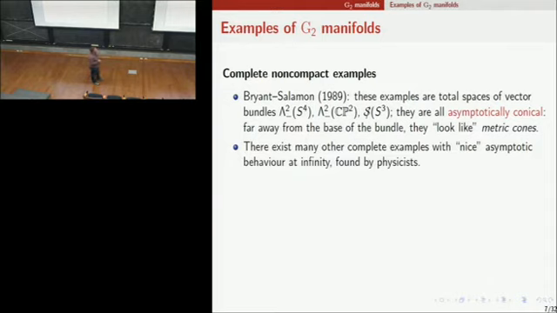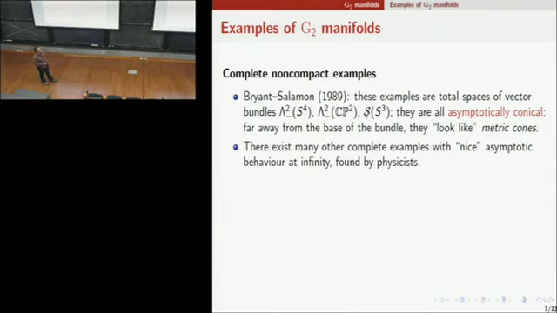And the important thing about these is that they're asymptotically conical. I'm going to define asymptotically conical in a few slides, and when I do, I will remind you that these three are examples of asymptotically conical. That means that if you look far away from the base, near infinity, these non-compact manifolds kind of look like a metric cone in some way, which I'll make precise. And since then, there are lots of other complete explicit examples on non-compact manifolds with nice asymptotic behavior at infinity, like asymptotically cylindrical or asymptotically locally conical or things like that.